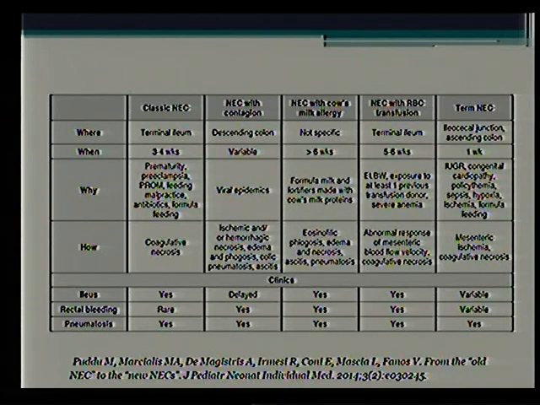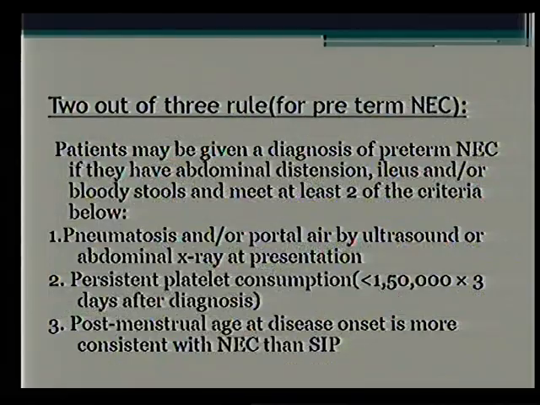And this is one of the new terms, that is NEC related with RBC transfusion. Here extremely low birth weight children have anemia and severe anemia. When these children are exposed to at least one episode of transfusion, they develop an abnormal response of mesenteric blood flow velocity and secondary coagulative necrosis of the intestine. So again this is one of the new concepts which has come up in the classification of NEC.